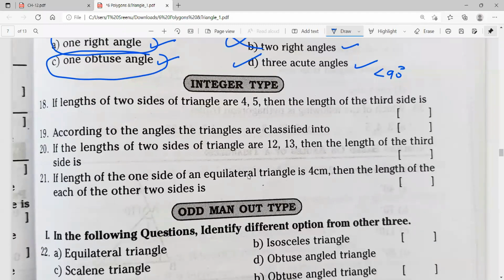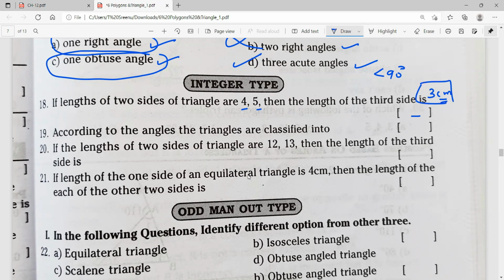The lengths of two sides of a triangle are 4 and 5. What is the length of the third side? If it is a right angle triangle, obviously the length of the third side will be 3 centimeters. The sum of two sides is greater than the third side, so this is less than 9 centimeters. Obviously, the third side can be 8 centimeters or 7 centimeters or 6 centimeters like that. If it is a right angle triangle, we will get 3 centimeters.